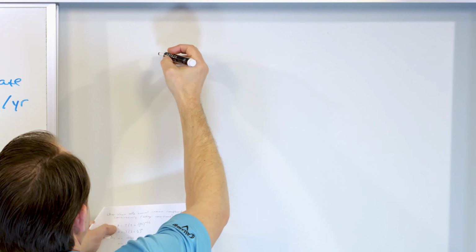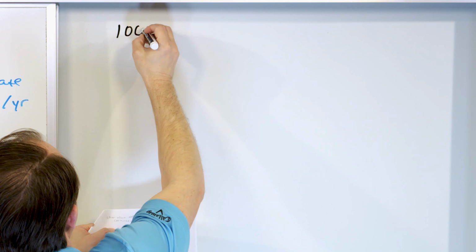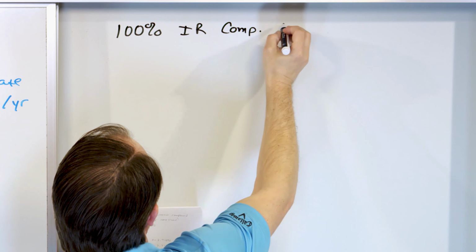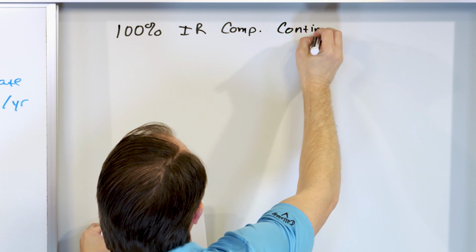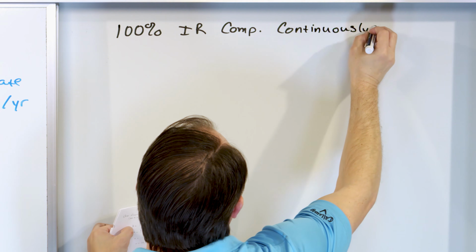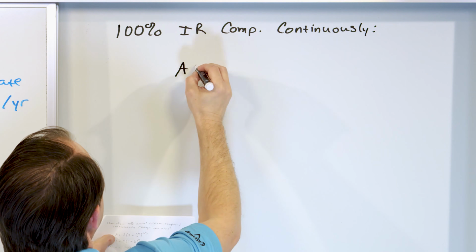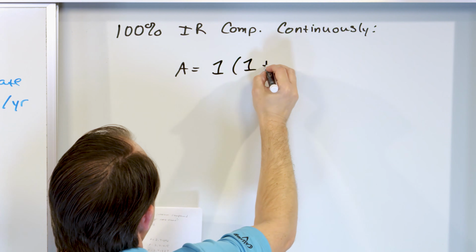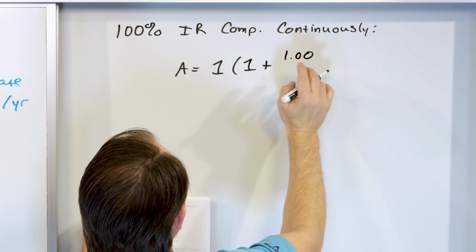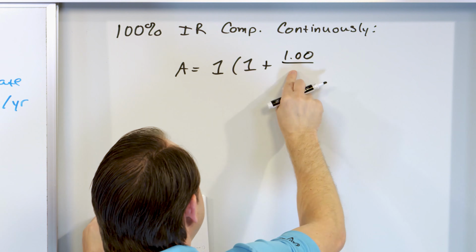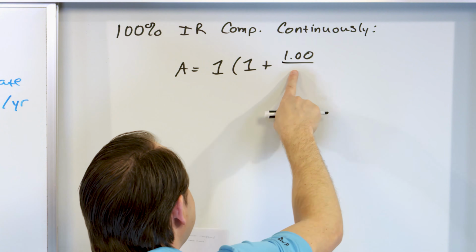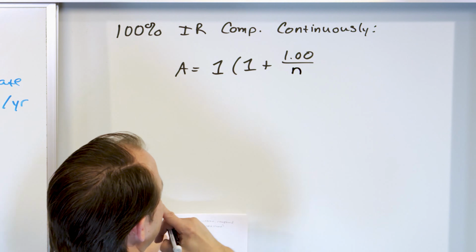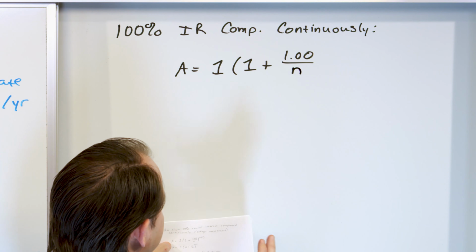The equation that we would use to do that: 100% interest rate compounded continuously. That's what we're trying to do. The amount of money that I would have in the future would be the $1 that I would invest times 1 plus the interest rate. That never changed. But now, instead of dividing by 365 and then figuring out how many seconds in a year and how many milliseconds, I'm going to put a variable n down here, because I'm just going to make it really, really big.